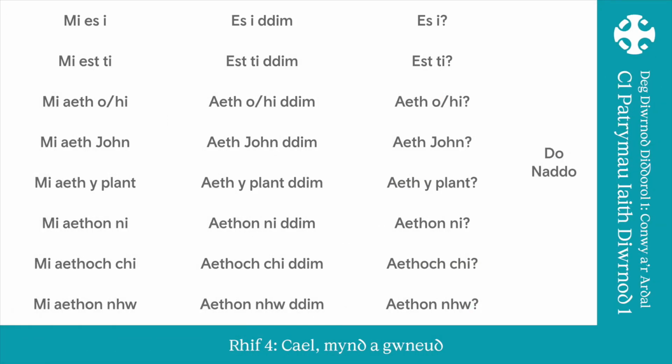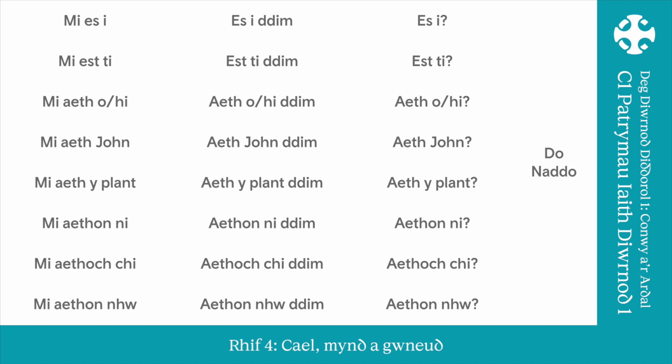Mynd: I went. You went. Mi es i. Mi es ti. Mi aeth o. Mi aeth hi. Mi aeth Edward. Mi aeth y plant. Mi aethon ni. Mi aethoch chi. Mi aethon nhw.